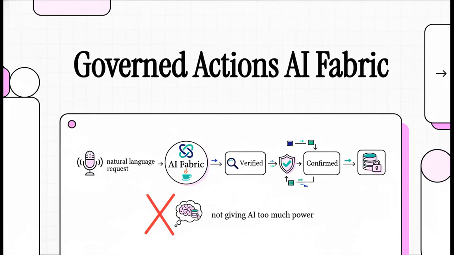Welcome, developers, to this explainer on governed actions with AI Fabric. Today, we're diving into exactly how we take a user's natural language request and safely translate that into a verified, authorized, and confirmed database transaction. If you've ever laid awake at night worrying about giving an AI model the keys to your database, well, this is exactly what you need to see.